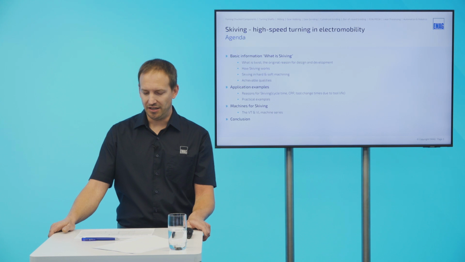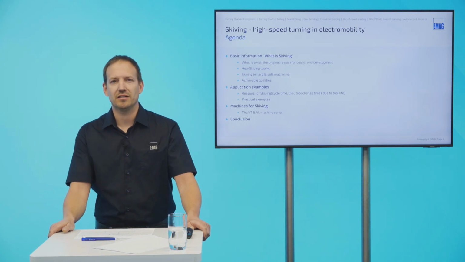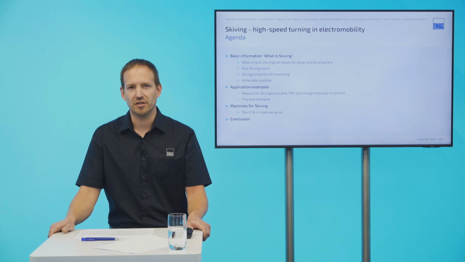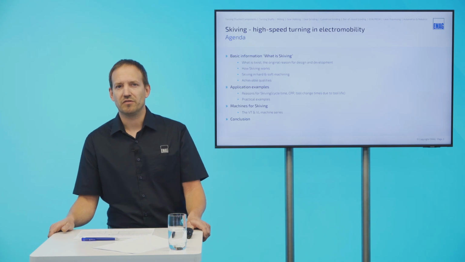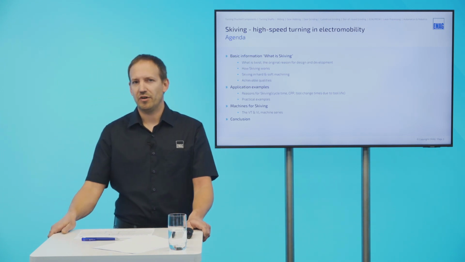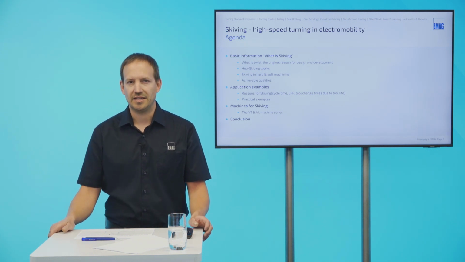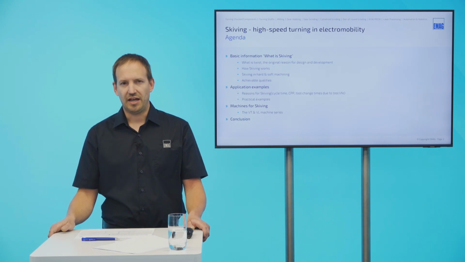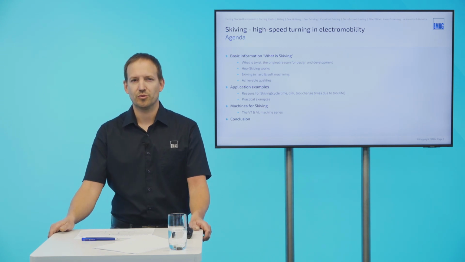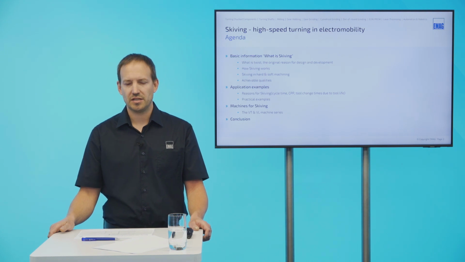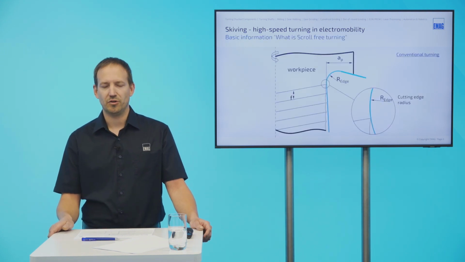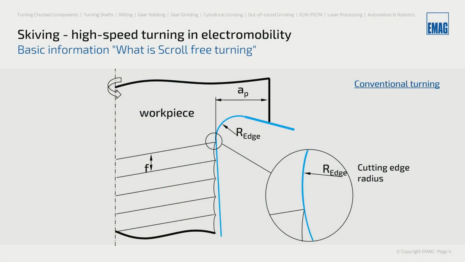I've been working in technology development at EMAG for 15 years and was also involved in the development of the skiving process. What was the reason why we developed the skiving process? If you have, for example, a sealing diameter, there is often the requirement that it has to be scroll or lead free. Normally the only possibility was to produce it with the grinding process. So we decided we had to develop a new technology that can produce a scroll-free or twist-free surface with a defined cutting edge.